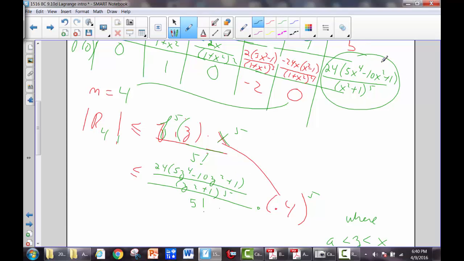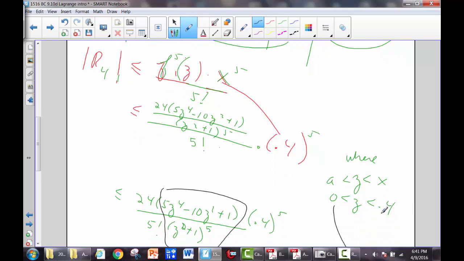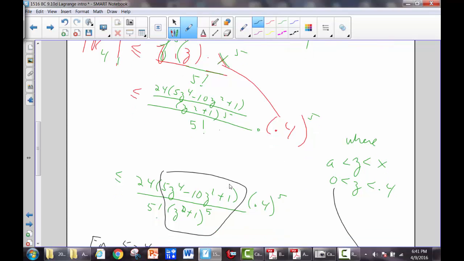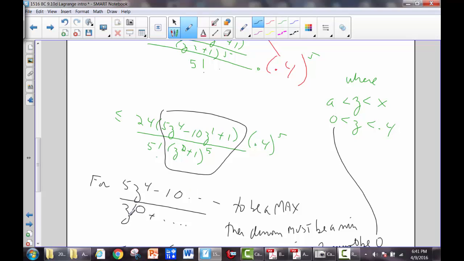Anyways, so here's our fifth derivative at z. Here's our 5 factorial. Our x is 0.4 to the fifth, where z is between 0 and 0.4, 0 being our pretty a, the 0 that our ugly 0.4 is close to. Simplifying this, it becomes this expression right here. This is where the variables are, which actually is 5z to the fourth, and so on, over z squared plus 1 to the fifth, so the highest degree will be z to the 10th.